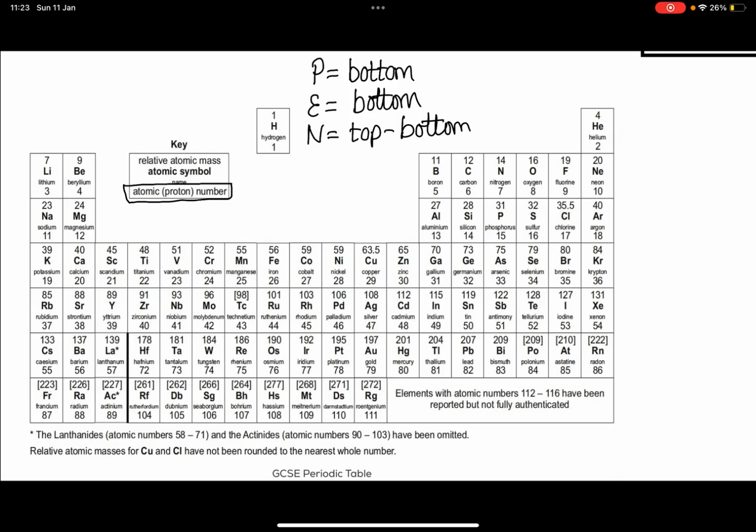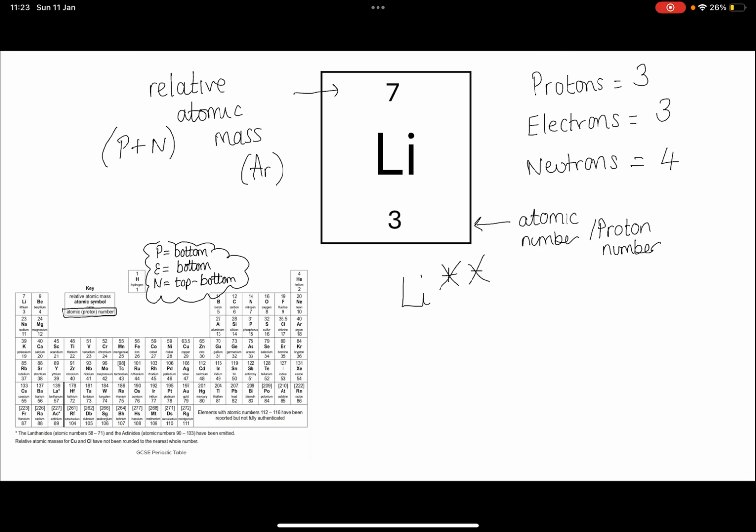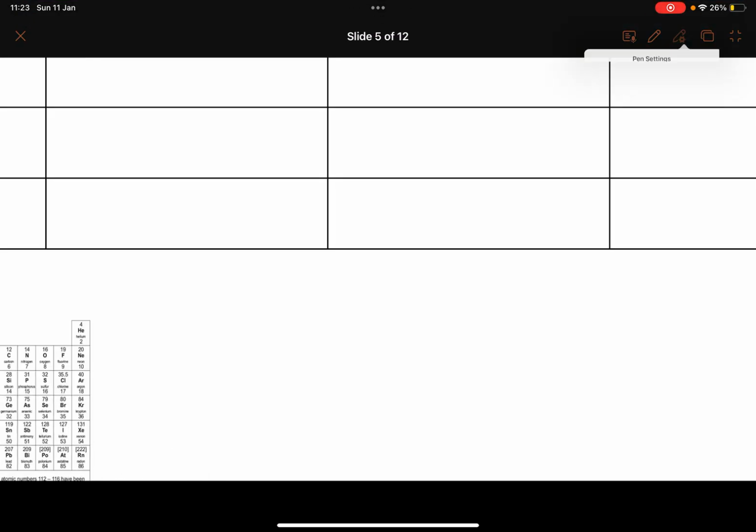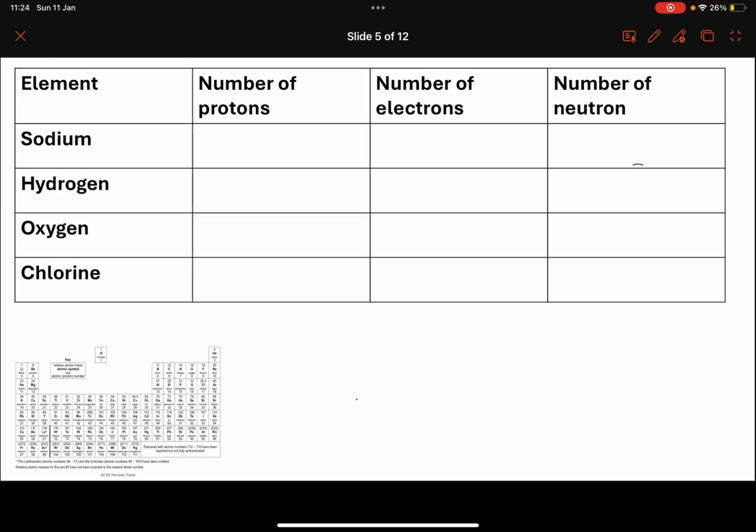The way I help remember it is we're never going to pick that top number for anything. So if it's asking us for any of the 3 subatomic particles, it's never just that top number. It's either the bottom number or the top minus the bottom. So this is definitely some material that you would be putting on a flashcard. Really, really important. Now another opportunity, guys, to pause the video. I'll change the pen colour and have a go. Can you apply that? The number of protons, number of electrons and number of neutrons. I'll be going through the answers in a few seconds just to give you that chance to pause it.